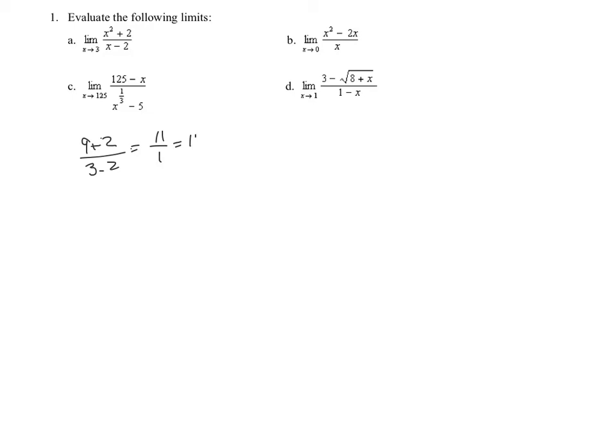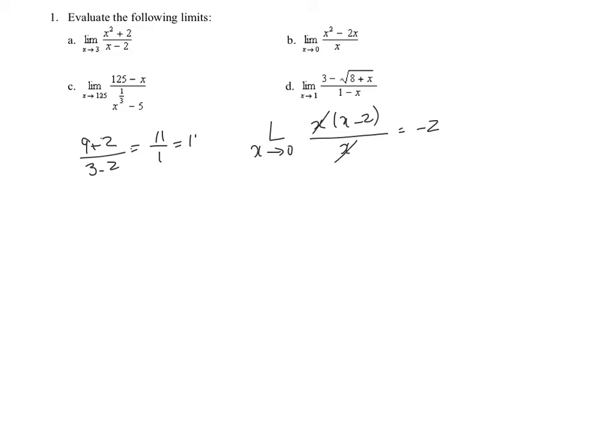For b, if I substitute 0, I get 0 squared, 0 minus 0 divided by 0 is 0 over 0. So this means I have to simplify it. So if I simplify it by factoring x from the numerator, I get x minus 2 over x. X cancels with x. So the limit becomes negative 2.